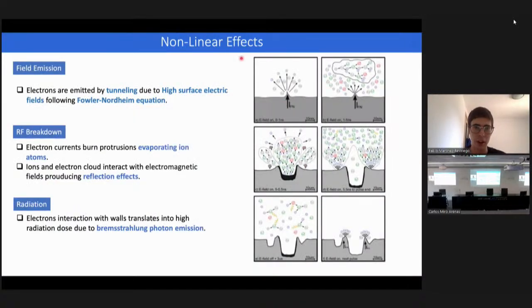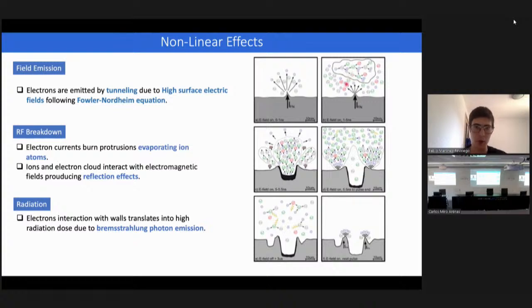The problem with these high gradient cavities is that such high electromagnetic fields have nonlinear effects. First of all, the very high surface electric field will emit electrons inside the cavity by quantum tunneling, as you can see here in this micro protrusion. And then these electrons will burn the micro protrusion where they are being emitted. And this will produce the evaporation of ion atoms, as you can see here, and it will create a cloud of electrons and ions inside the cavity that will interact with the electromagnetic fields.